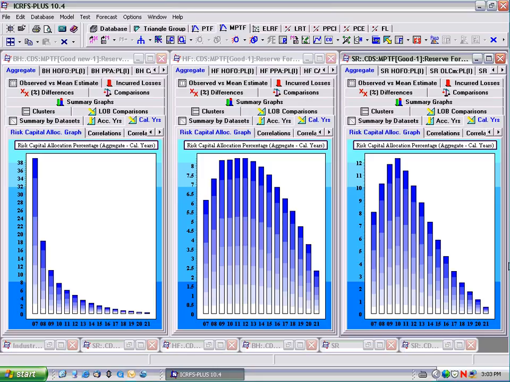Very different pictures in terms of how much risk capital. This is the capital you need on top of the mean. There's a distribution for the mean reserves that we looked at before, and then you also have a distribution of how much risk capital, as a percentage on top of that mean, that you need to allocate by calendar year. So you can actually see that each company is in fact different.